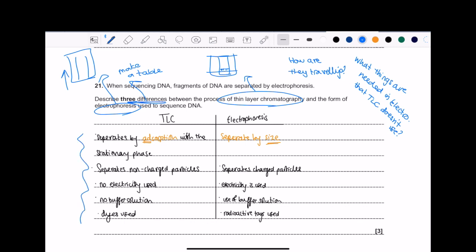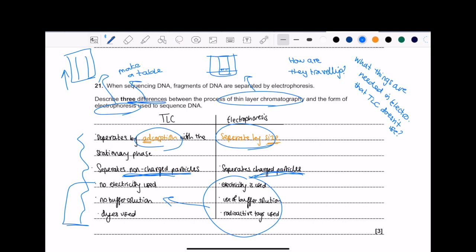How are they separated? Okay, TLC, adsorption, or you can say solubility. Electrophoresis by size. Cool. What do they separate? Well, TLC separates non-charged particles. Electrophoresis separates charged particles. And the 3 points at the bottom are basically the material points, right? Electrophoresis needs all of this, but TLC doesn't, and that they are differences.